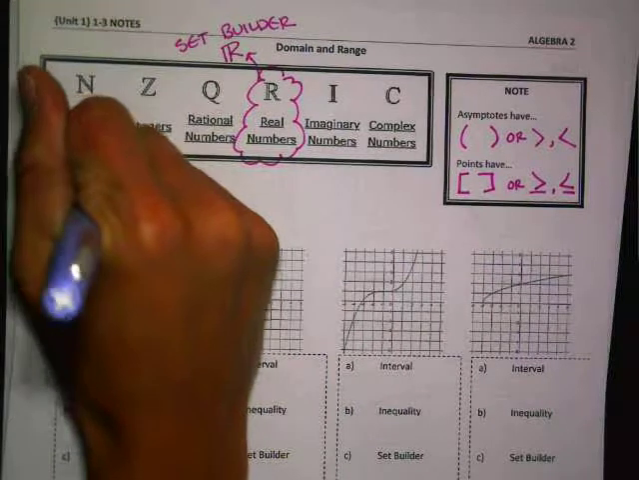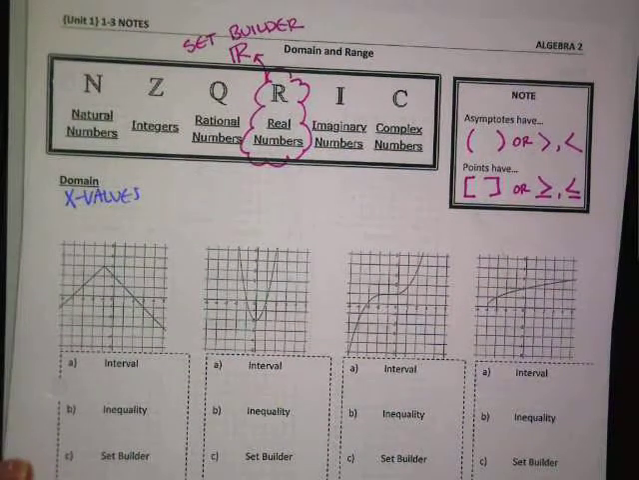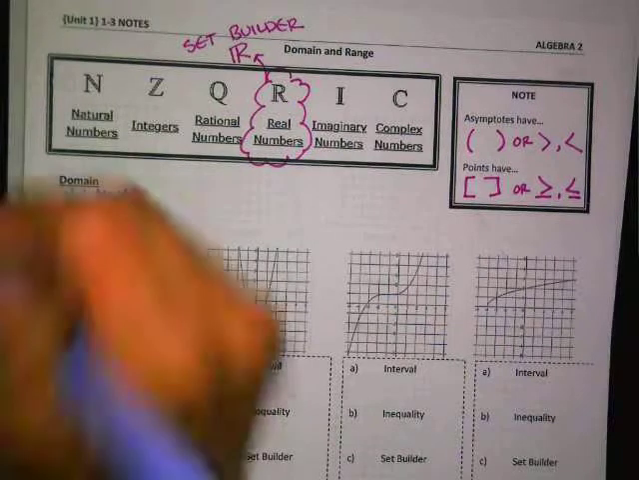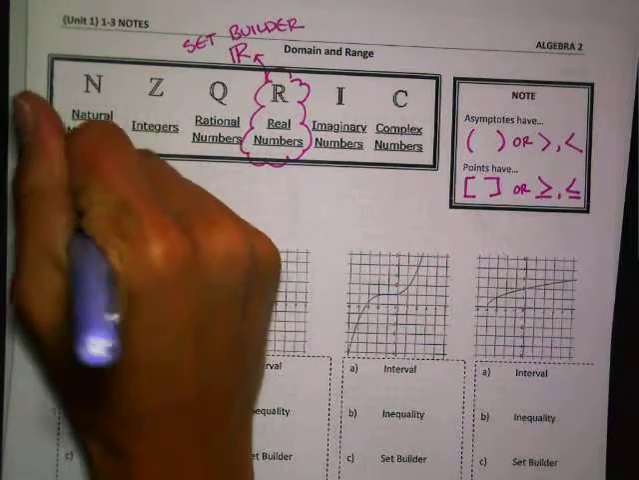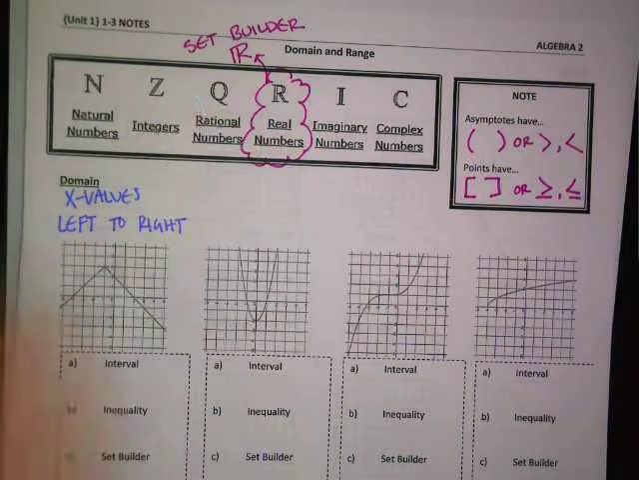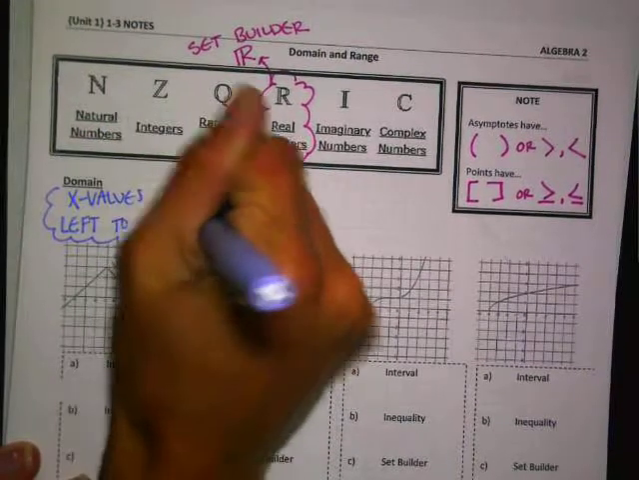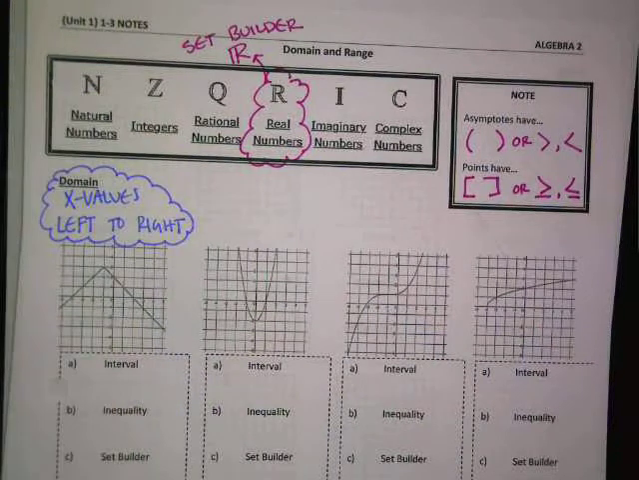All right, so domain, those are the x values. And you are going to find the domain by looking at your graph from left to right. So you have to start on the left and then go to the right. So left to right for the domain.